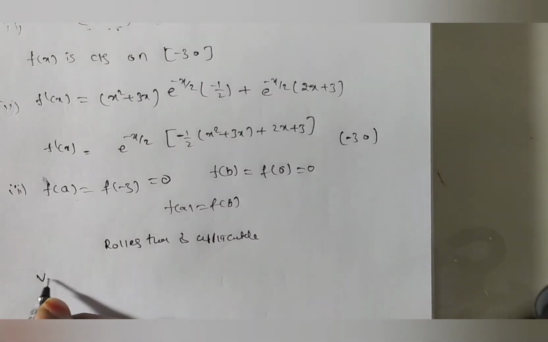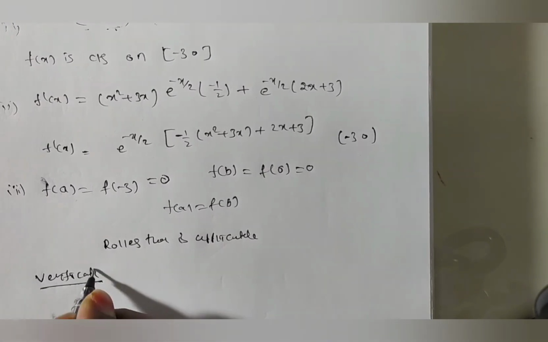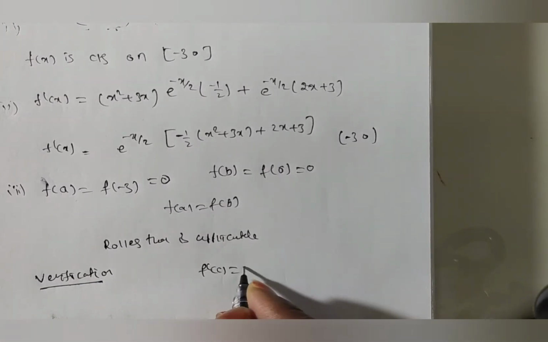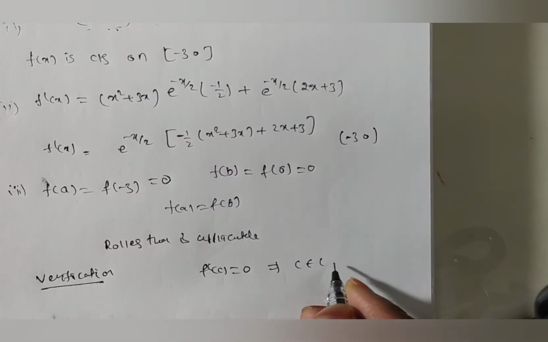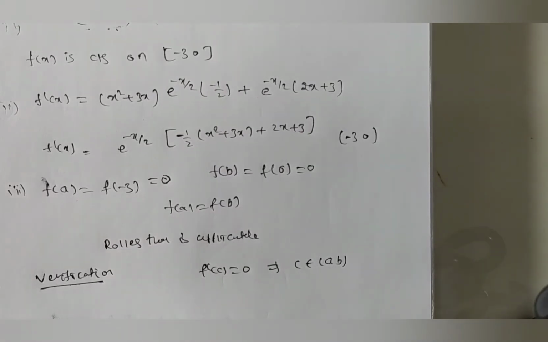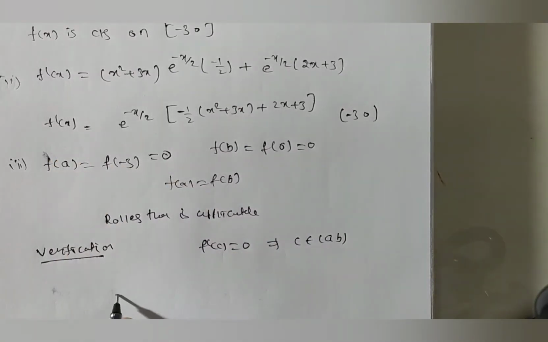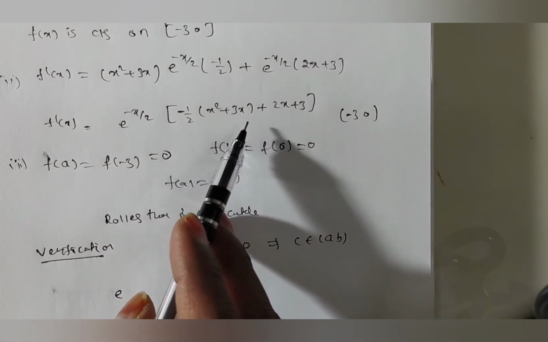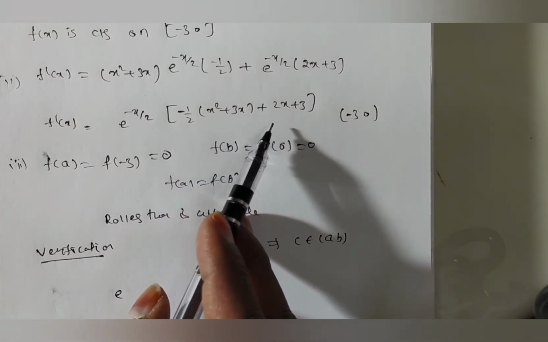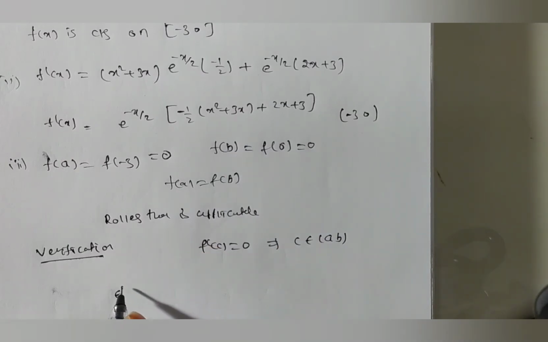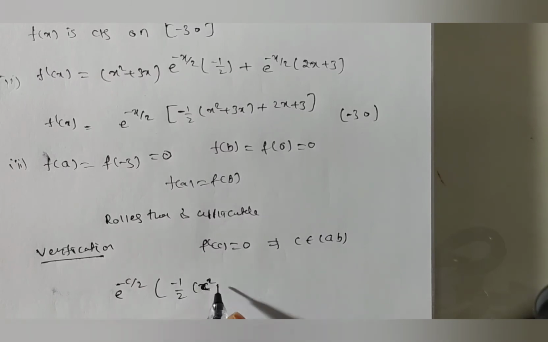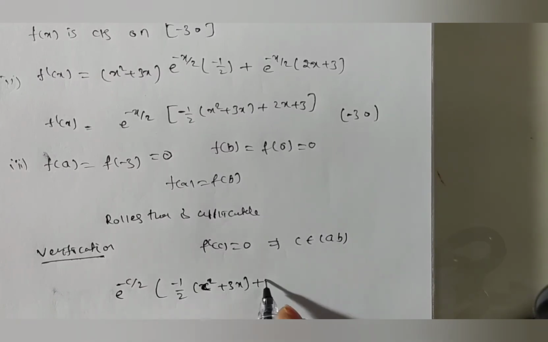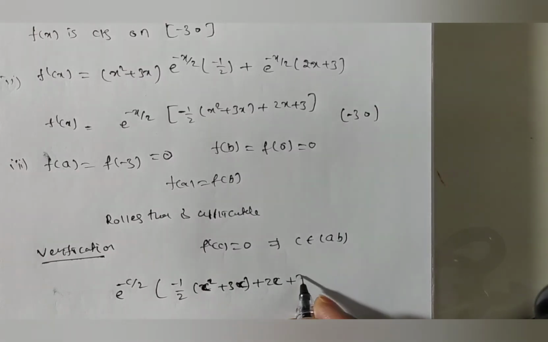Now verification. What we have to do in the verification means we have to take f dash of c is equal to 0 and we need to prove at least one c belongs to open interval AB. That's it. What is f dash of x? We have e to the power of minus x by 2 times of minus 1 by 2 times x square plus 3x, plus 2x plus 3, right? Now f dash of c means e to the power of minus c by 2 times of minus 1 by 2 times c square plus 3c, plus 2c plus 3 is equal to 0. In place of x we have to substitute c.